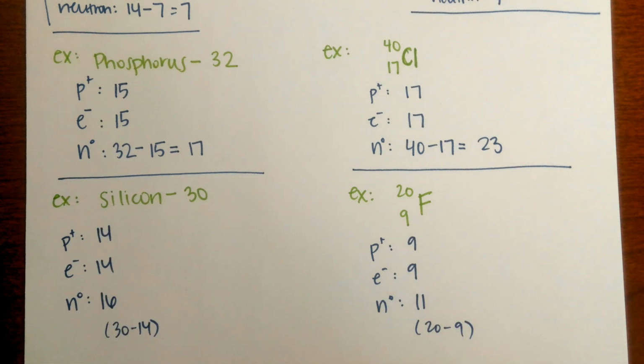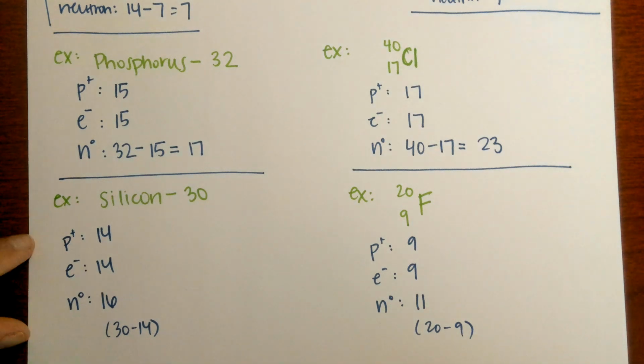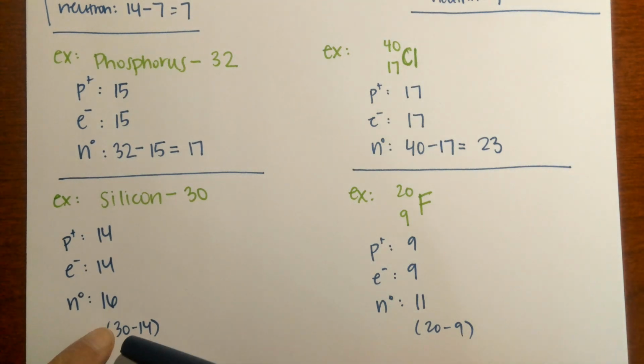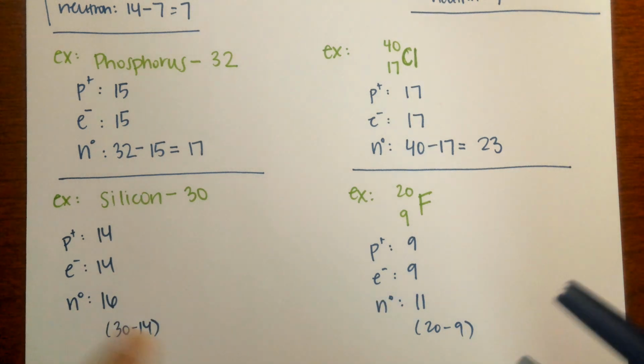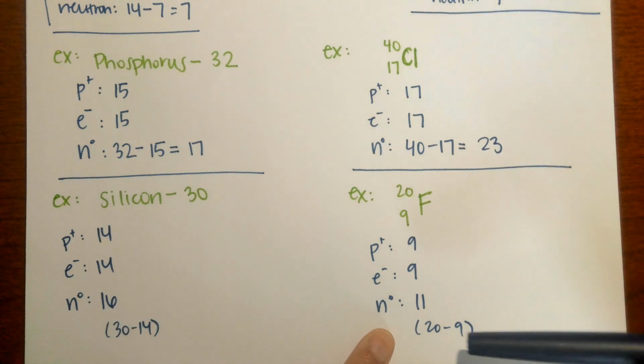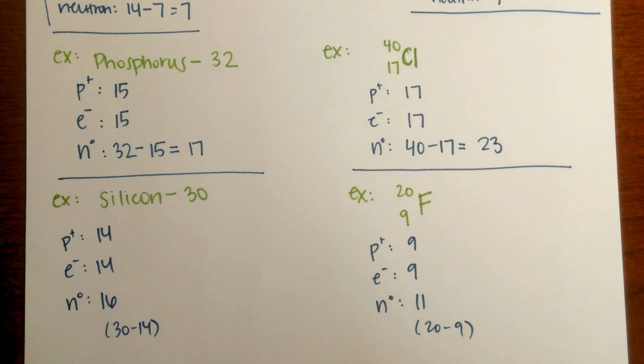Alright, these are my answers. I hope you've got them all right. Again, with the neutrons, I just did 30 minus 14, which is my atomic number. And then with fluorine, I just did 20 minus 9, 11. Okie dokie, that's pretty much it for isotopes. I hope this makes sense, and have a great day.